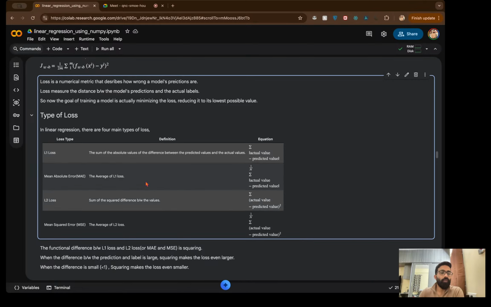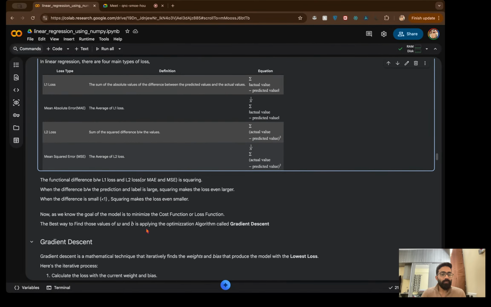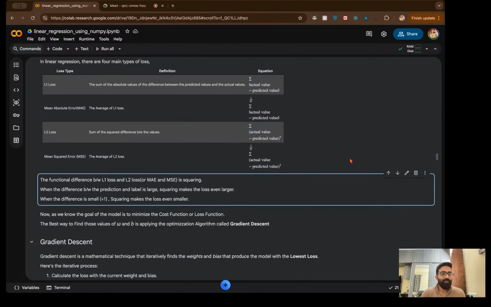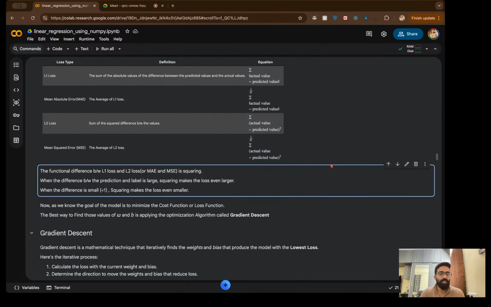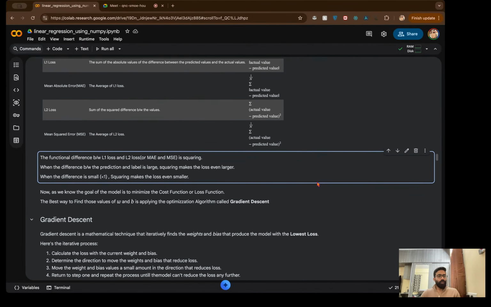Okay, okay. But what I'm trying to tell you here is that there are four types of losses that we use in linear regression. One is L1 loss, and the mean absolute error, the average of L1 loss, and there is another one, L2 loss, and the mean squared error, which is the average of L2 loss. So the function difference, you understand this point, right? Then only I will move forward if we are on the same page. Okay, fine.